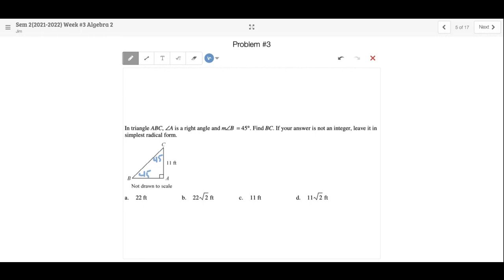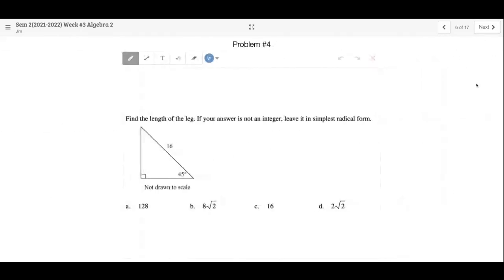Okay? But if you want to show your work, go for it. I don't care if you want to show your work, but as I said, there really isn't a lot of work to show. Problem number 4, find the length of the leg. If your answer is not an integer, leave it in simplest radical form. Now, if my directions on my assessment don't say that, you know that I will not let you leave a radical in the denominator, right? So you really need to get rid of that radical.